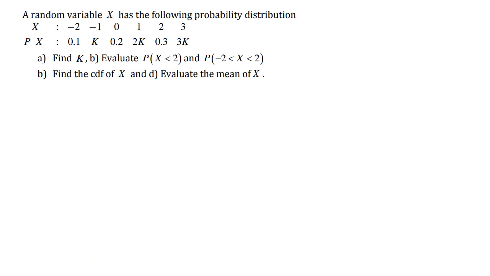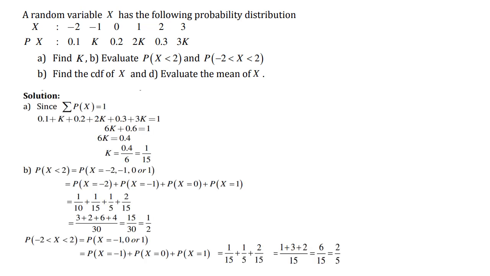Now let us see certain sums based on it. A random variable x has the following probability distribution. We have to find k, evaluate p of x less than 2 and p of minus 2 less than x less than 2. We should also find the CDF of x and the mean of x. Since the summation of p of x is equal to 1, we sum the values and set it equal to 1. From this we can find the value of k, which is equal to 1 by 15. So that is the answer of part A.